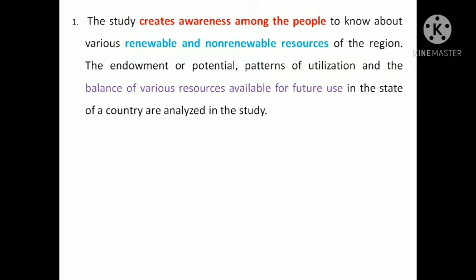What are the renewable and non-renewable sources? We will discuss that next time. The endowment or potential, pattern of utilization and the balance of various resources available for future use in the state or the country are analyzed in the study.